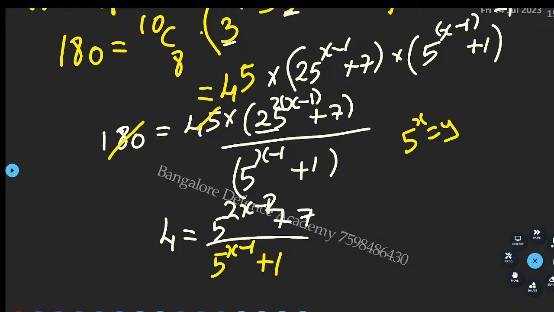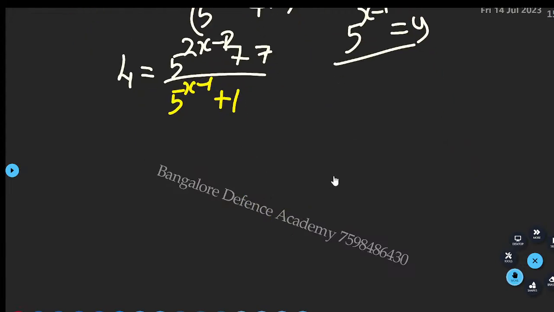Now start. You get once again a quadratic equation. Sorry, not 5 to the power of x, it is 5 to the power of x minus 1, right? Look at this. 5 to the power of x minus 1 is equal to y. I'll just solve it, then you can copy it down later.